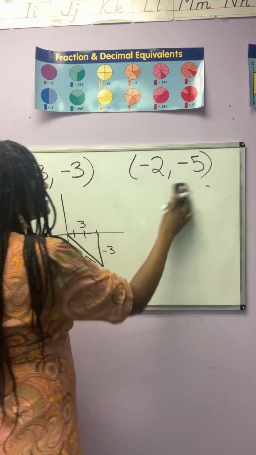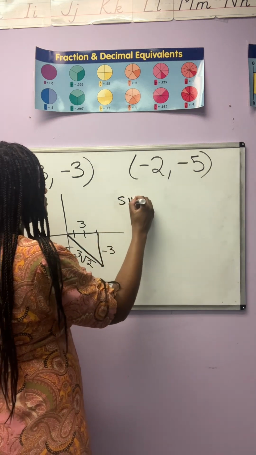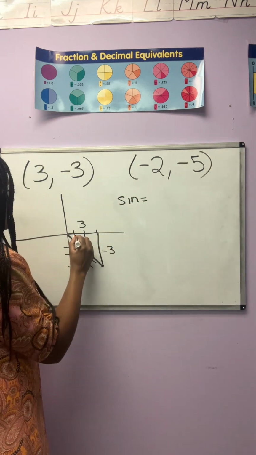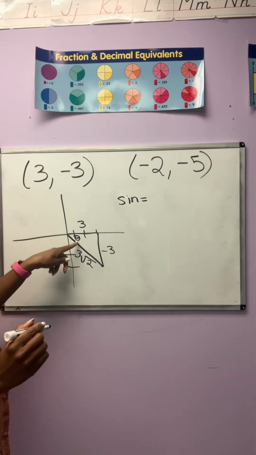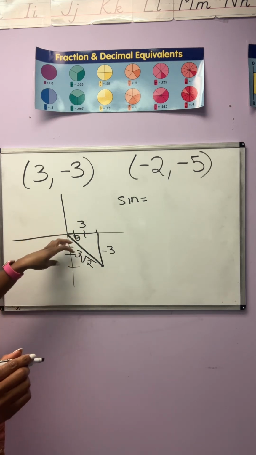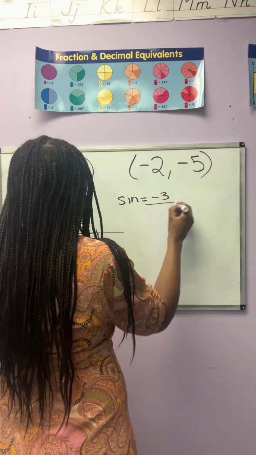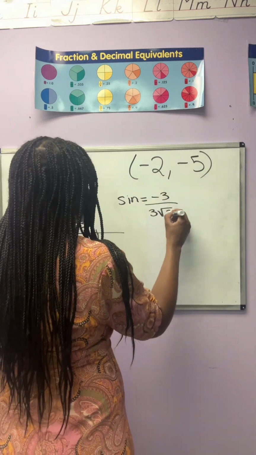Now, if you're trying to find the sine of this, sine is opposite over hypotenuse. And this is our angle theta that they call. Our main angle is always right by the origin. So for our angle theta, sine is -3 over 3 square root of 2.